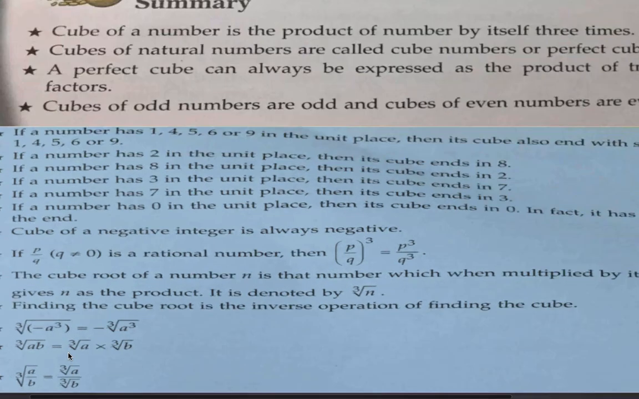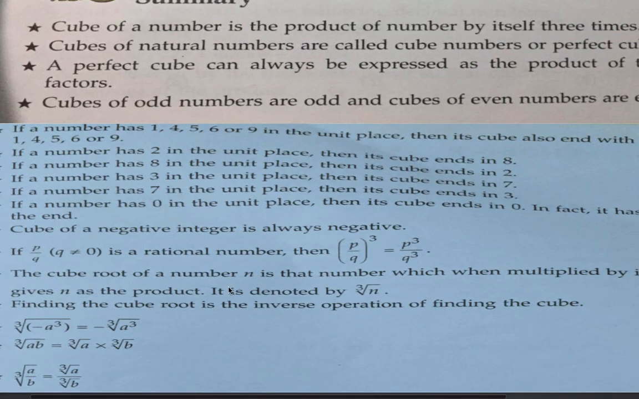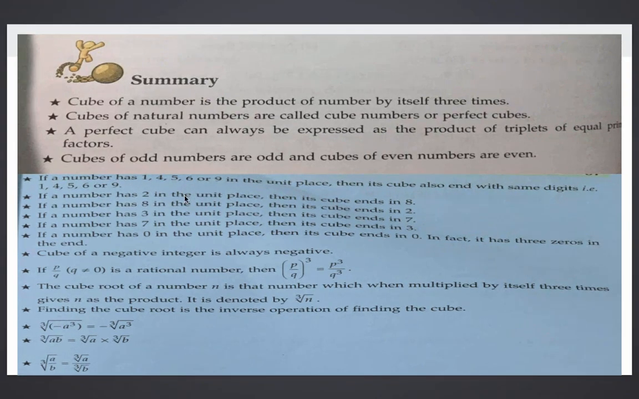Cube root of a into b. For example, say cube root of 2 into 3. That is cube root of 6. So that can be written as cube root of 3 multiplied by cube root of 2. Fine. Again I am repeating. Say cube root of 3 into 5 is there. What will we write it as? Cube root of 3 into cube root of 5. We can write it like that also. Last is cube root of a upon b, which means cube root of the numerator a upon cube root of the denominator b. Learn all these properties, very very important, students.